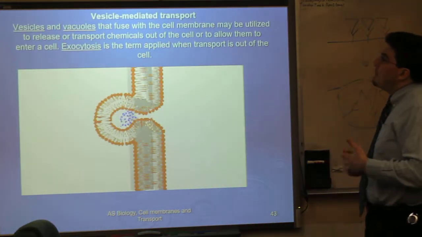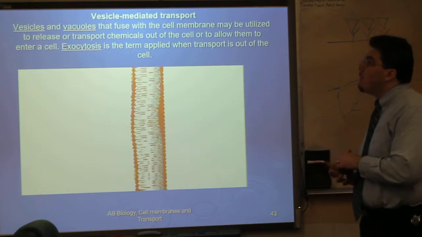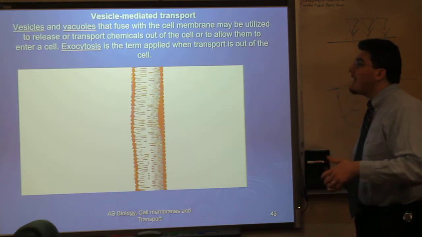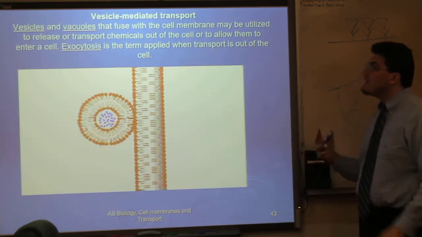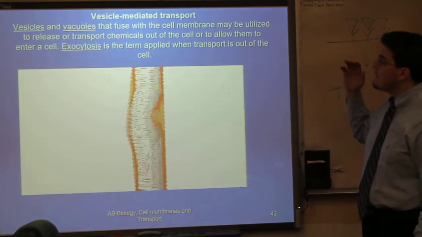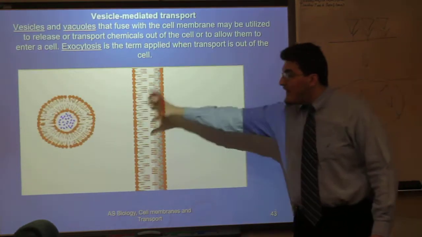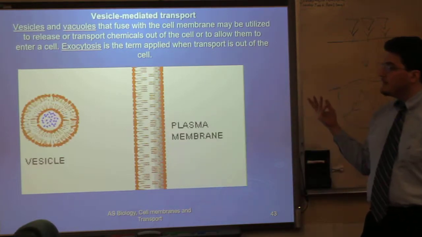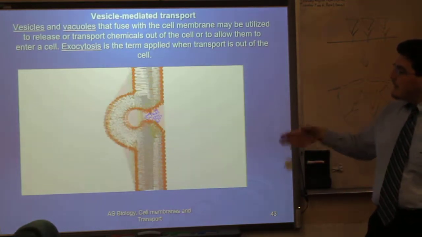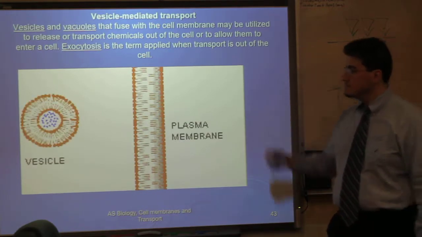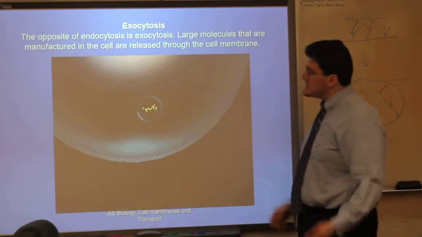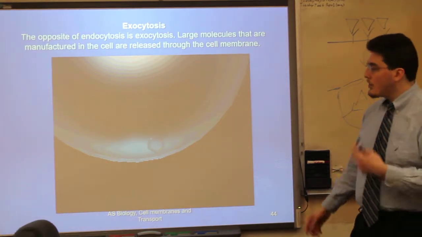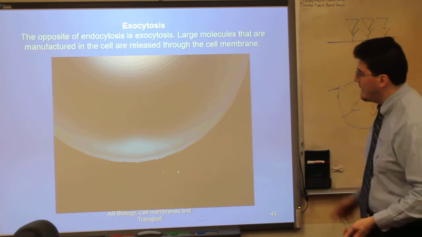So this would be vesicle-mediated transport. Vesicles and vacuoles that fuse with the cell membrane can be utilized to release transport chemicals on the cell to allow them to enter a cell. Exocytosis is the term that is applied when the cell transport is out of the cell. So a vesicle here fuses with the membrane and is dumped. So fusion, excretion. Alright, this is just another option. Neurotransmitters being released from a synaptic vesicle work in this way.